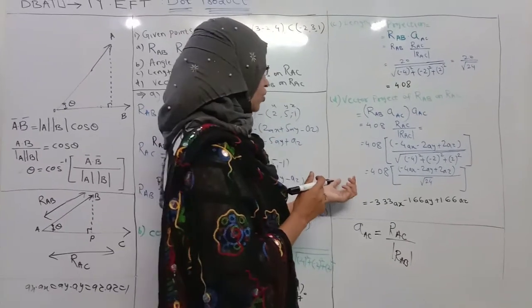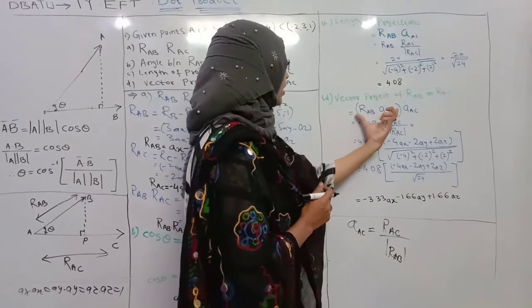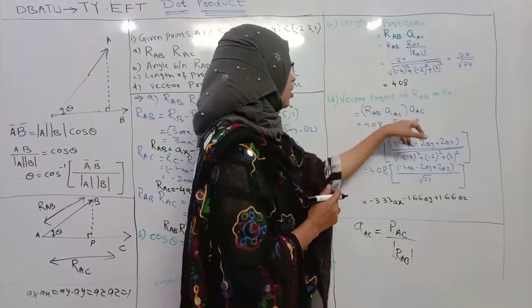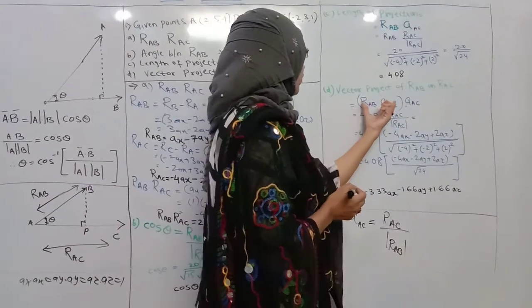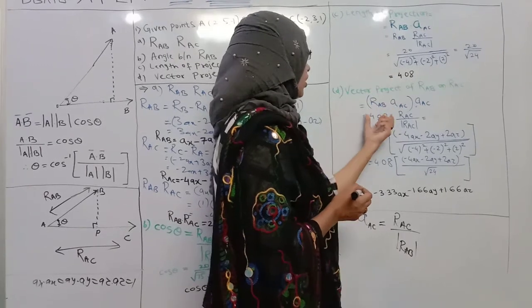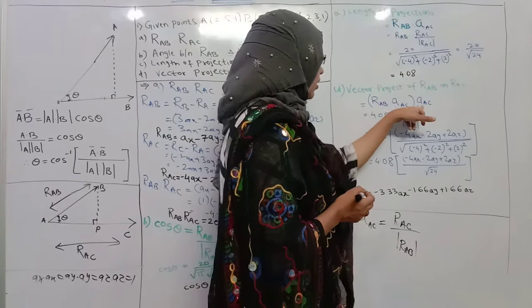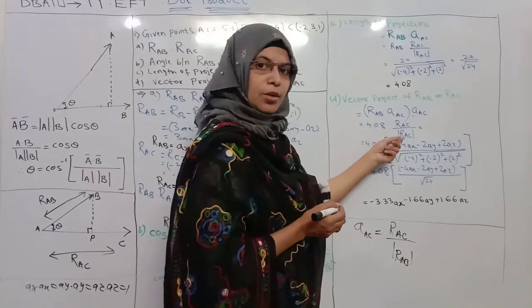That is x, y and z. So RAB dot AC, this much part is the length only, times the unit vector AC. Here we have already calculated 4.08. Now once again, unit vector AC is RAC divided by the mod of RAC.